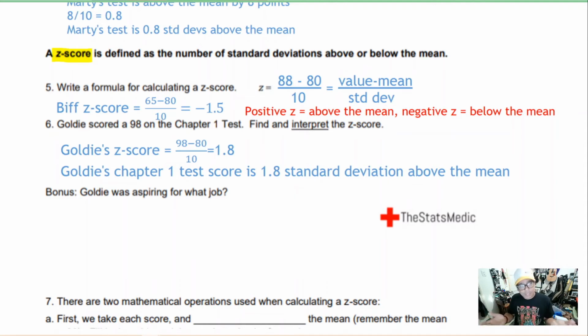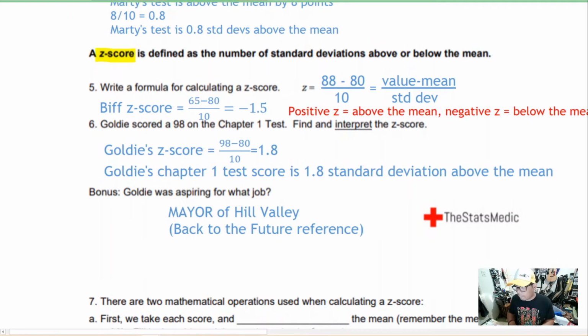Now, if you recognize all these names, then good for you. They are from Back to the Future. And if you remember what Goldie's job was, or what he was aspiring for, Goldie was aspiring to be the mayor of Hill Valley. That's your Back to the Future reference.